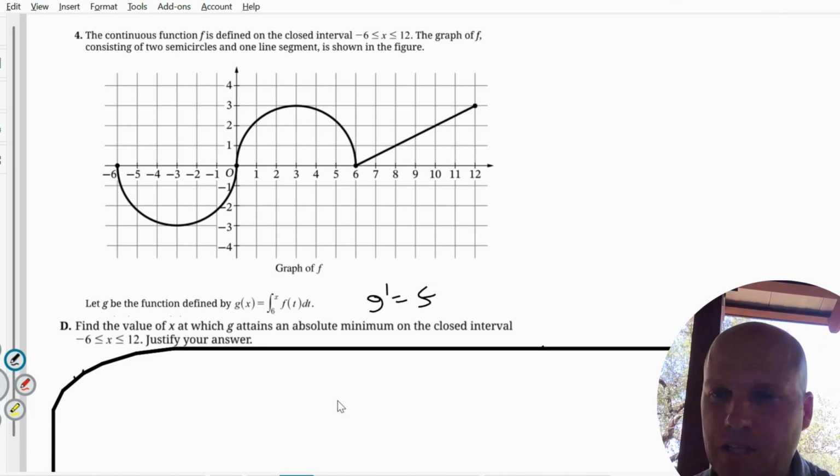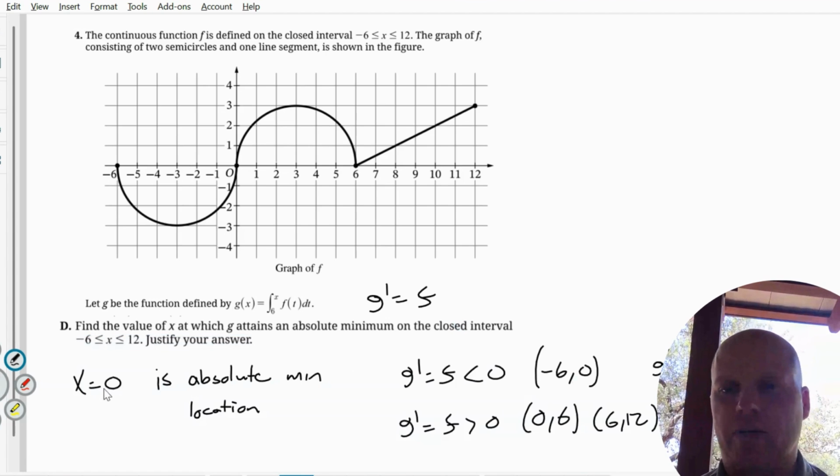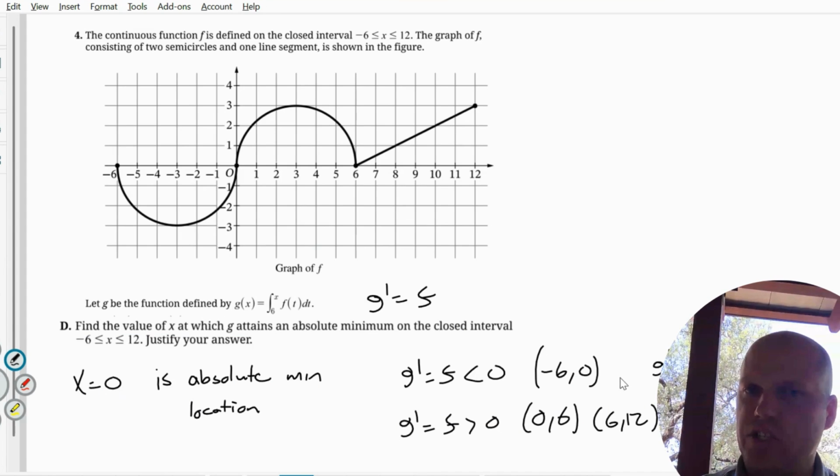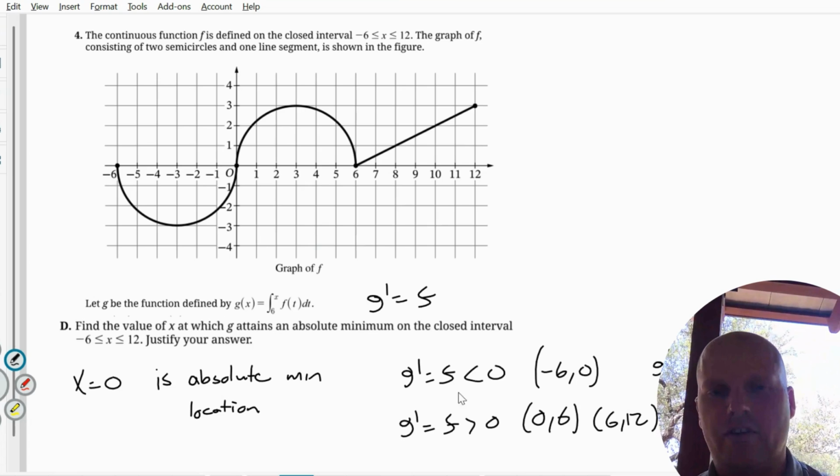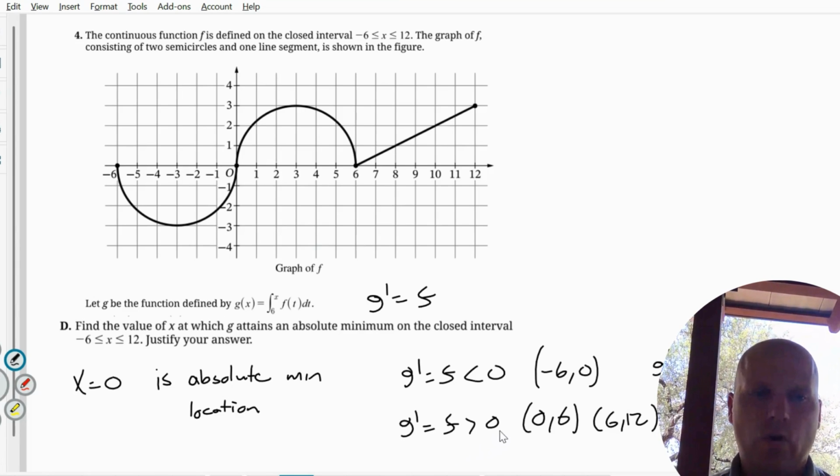And then part D. This is another easy question because the answer has to be at x equals 0. And they didn't even ask you for the value, but whatever. You could have found the value easily because we found it last part. It has to be at x equals 0. Why? Because the derivative is negative from -6 to 0, and then the derivative is positive from 0 to 6 and 6 to 12. You could have said greater than or equal to 0 would have been counting. G prime is negative and positive and positive.